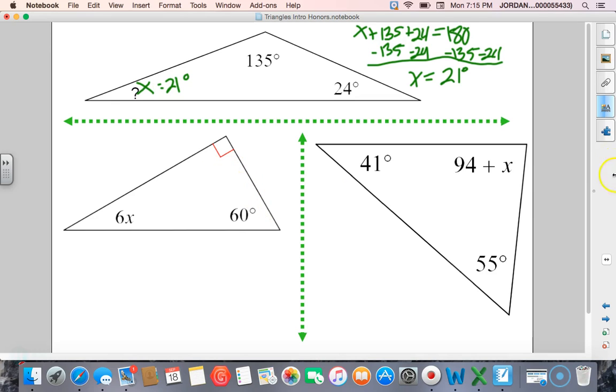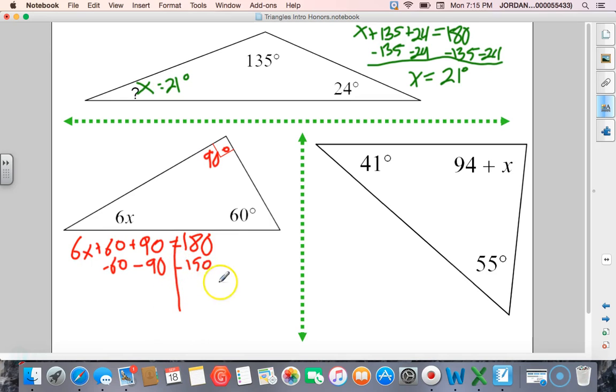All right, let's do this next one right here. So I'm given these two, and I'm also given this. We know that this means this angle is 90. All right, so set it up the same way. 6x plus 60 plus 90 should equal 180. The three have to add up to be 180. So I add all three of them and set it equal to 180. Now we're going to minus 60 and minus 90, which is the same thing as just minusing 150.